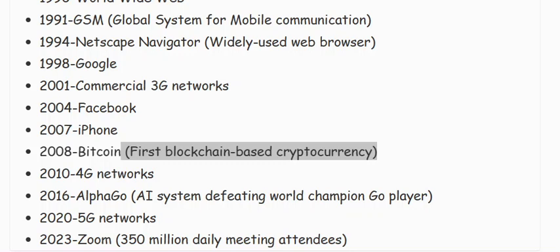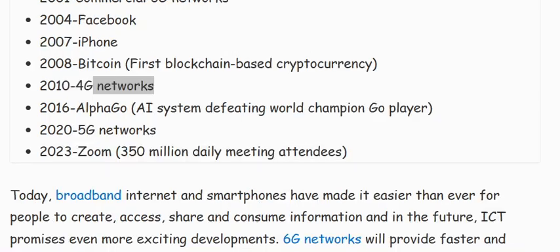2008, Bitcoin, first blockchain-based cryptocurrency. 2010s, 4G networks. 2016, AlphaGo, AI system defeating world champion Go player. 2020s, 5G networks. 2023, Zoom, 350 million daily meeting attendees.